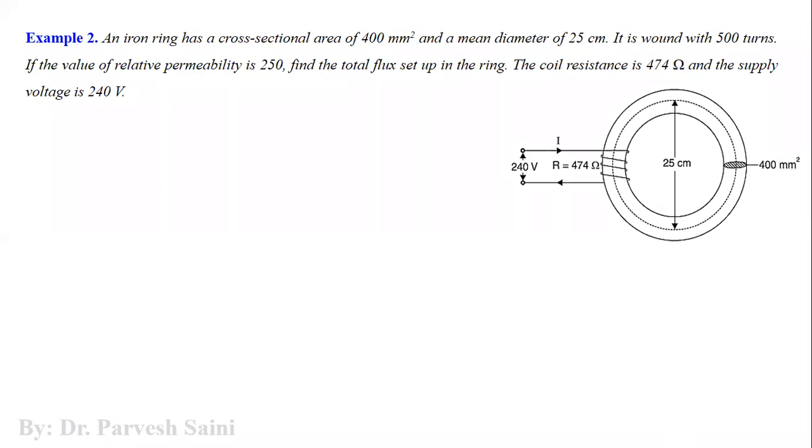Now in this example number 2, the statement is that an iron ring has a cross-sectional area, and the iron ring is shown here in this diagram. The cross-sectional area of this iron ring is 400 mm square, and the mean diameter is 25 centimeter, right? And we have almost 500 turns which are wound on this particular ring.